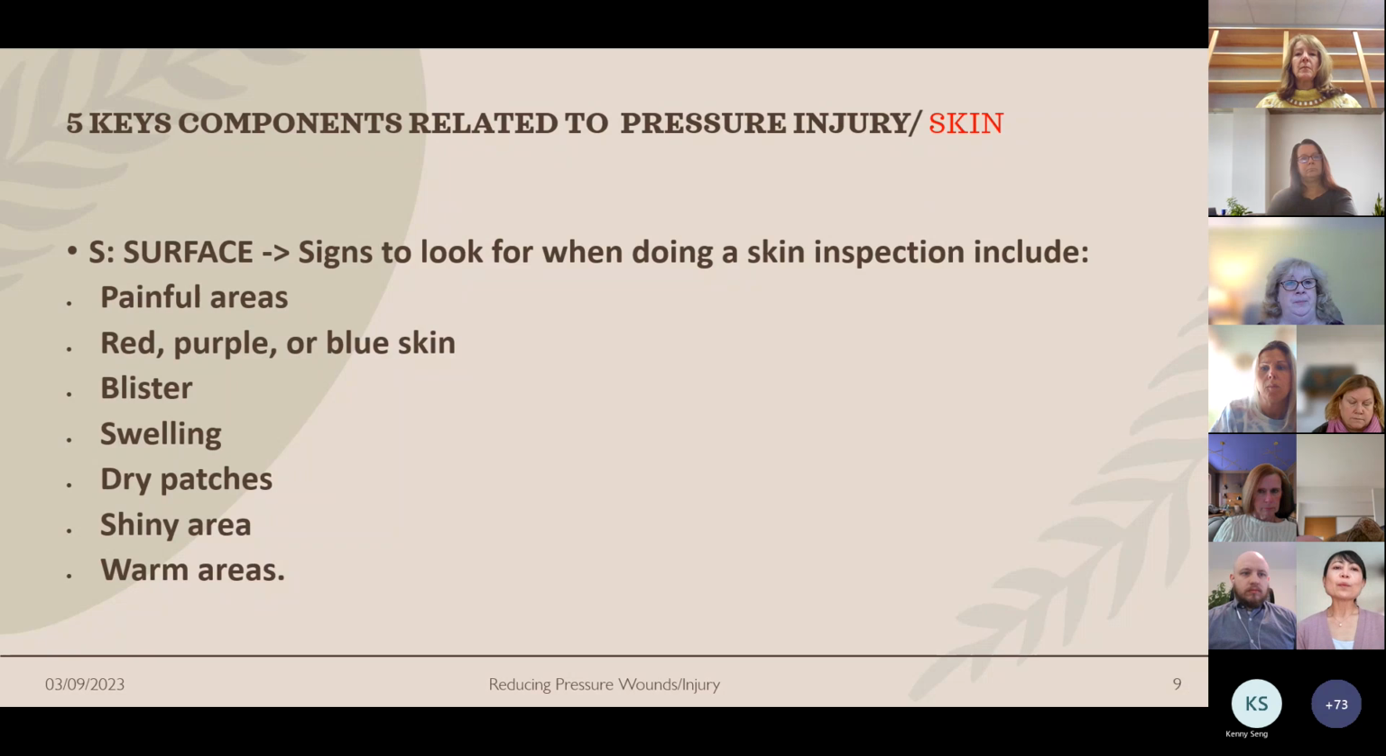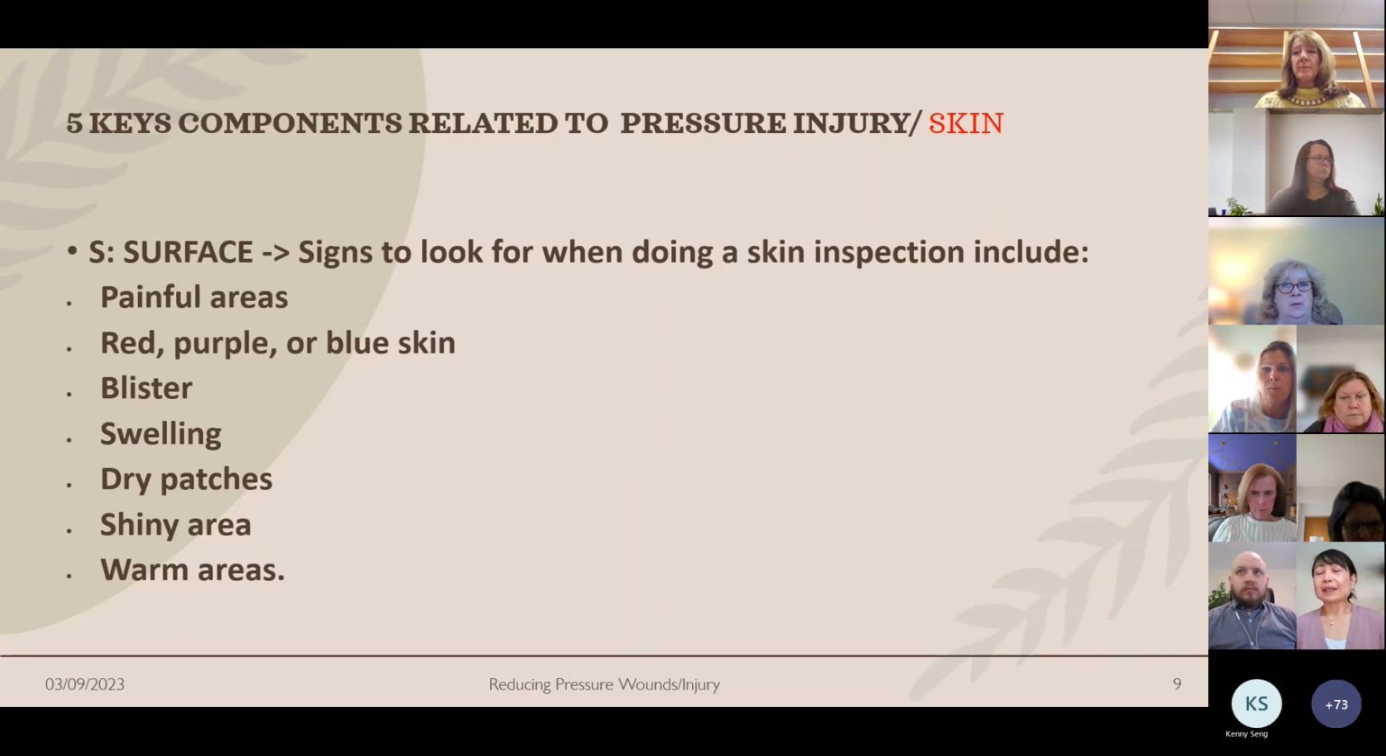Five key components related to pressure injury or skin. Start with S, that's from the skin, yes? So S is surface. Signs to look for when doing a skin inspection include painful areas. Even though the member probably won't say that this is pain, by looking at the area, we can tell if that is painful or not.